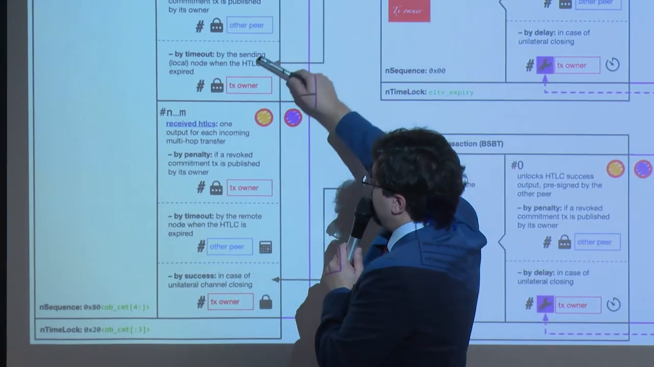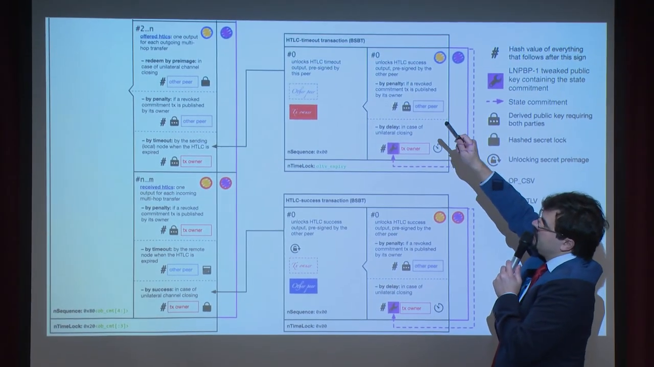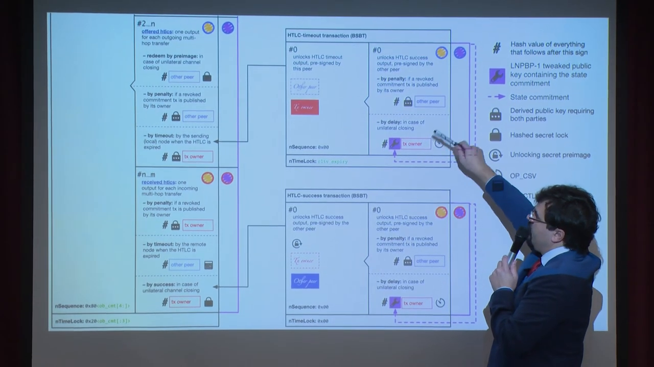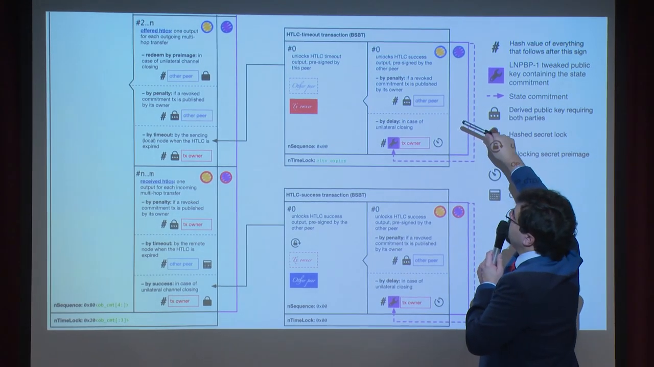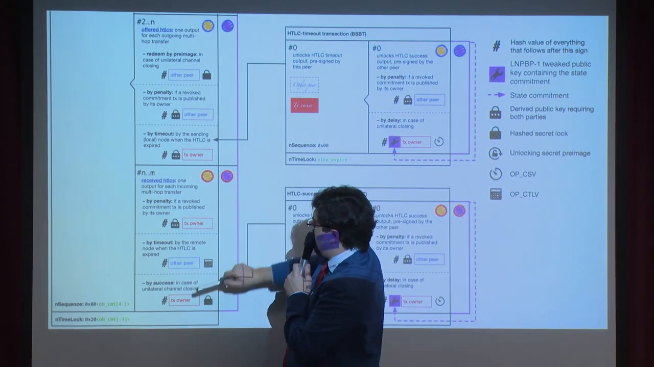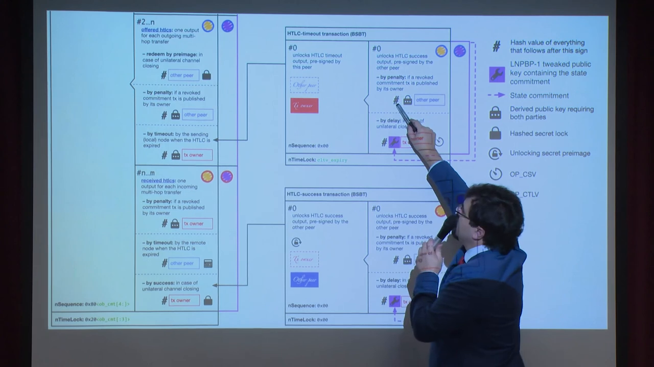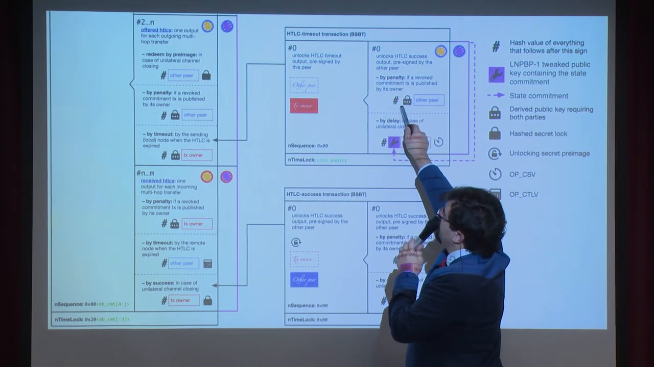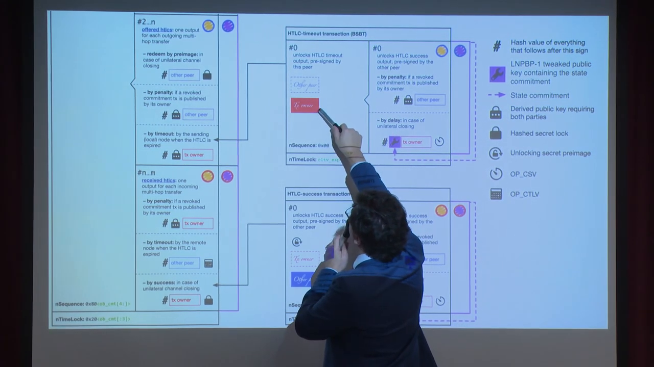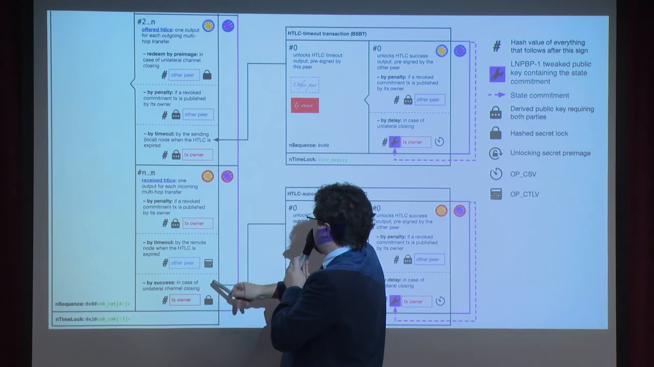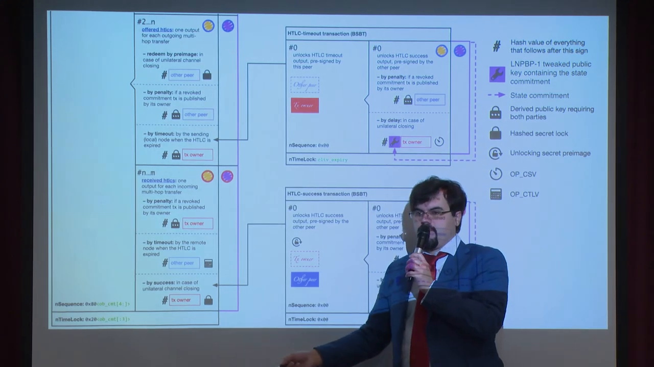Also, together with these two inputs, the output, the commitment transaction, the outgoing and incoming HTLCs also include a new version of the partially signed transaction for the timeout and success case. So if you send an HTLC, you create an HTLC timeout transaction signed by yourself. And each time you receive an HTLC, you have a success transaction signed by the other party.